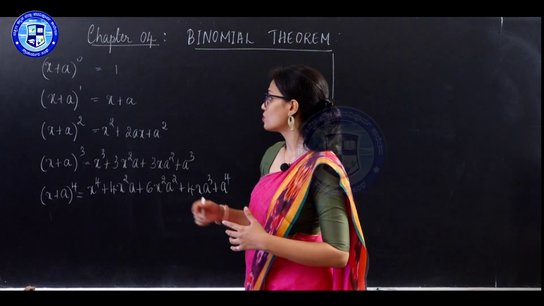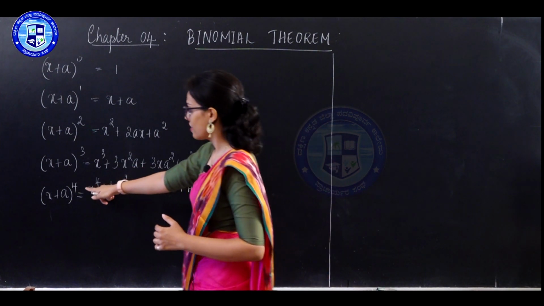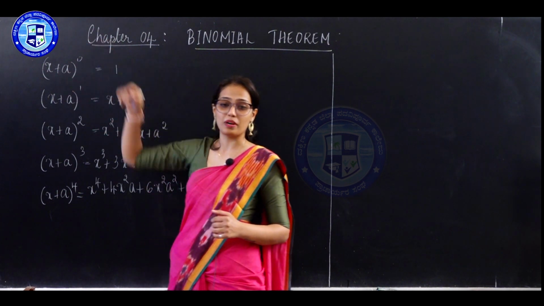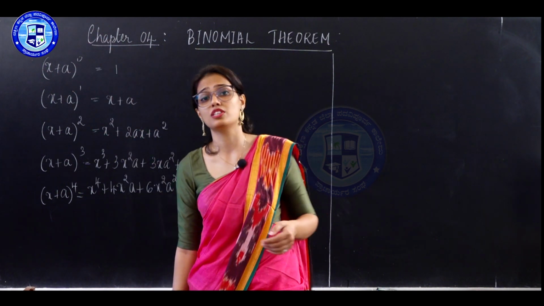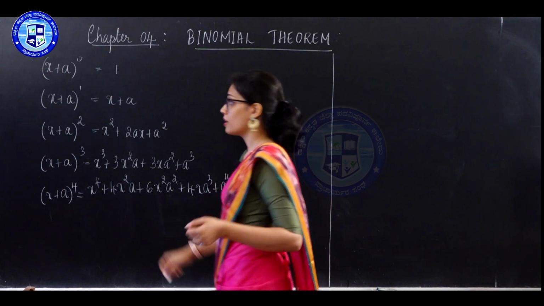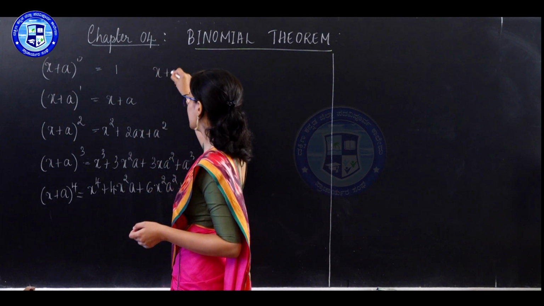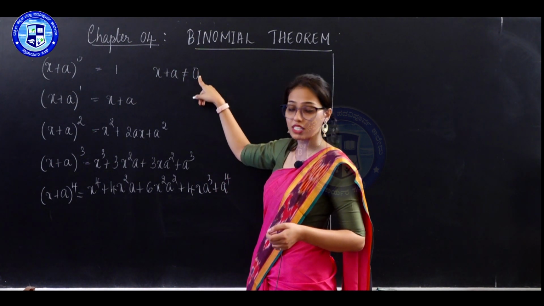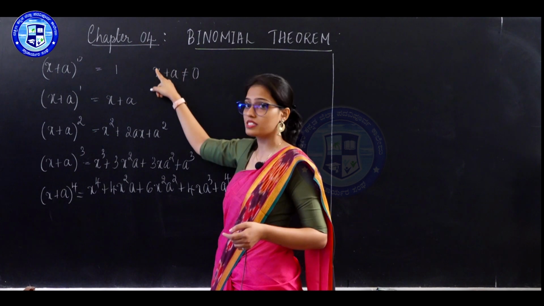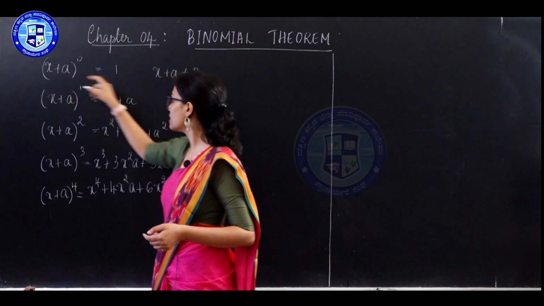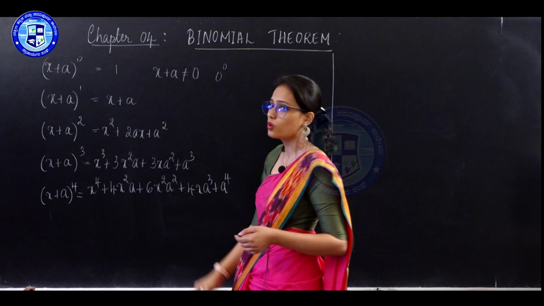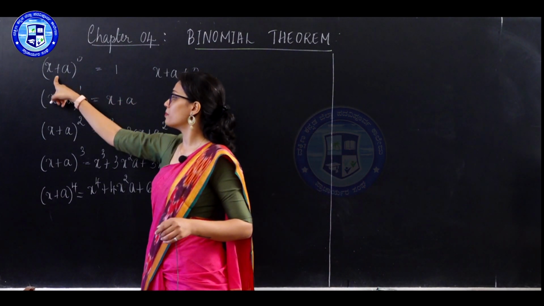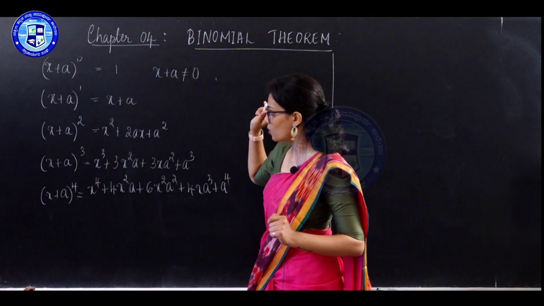I have made a note of the expansions till the index is 4. So, we know x plus a to the power 0, anything to the power 0 is equal to 1. But we have to take the condition when x plus a is not equal to 0, because we know if we have x plus a equal to 0, then this one becomes 0 to the power 0, which is undefined. Therefore, we see to it that the base is not equal to 0.